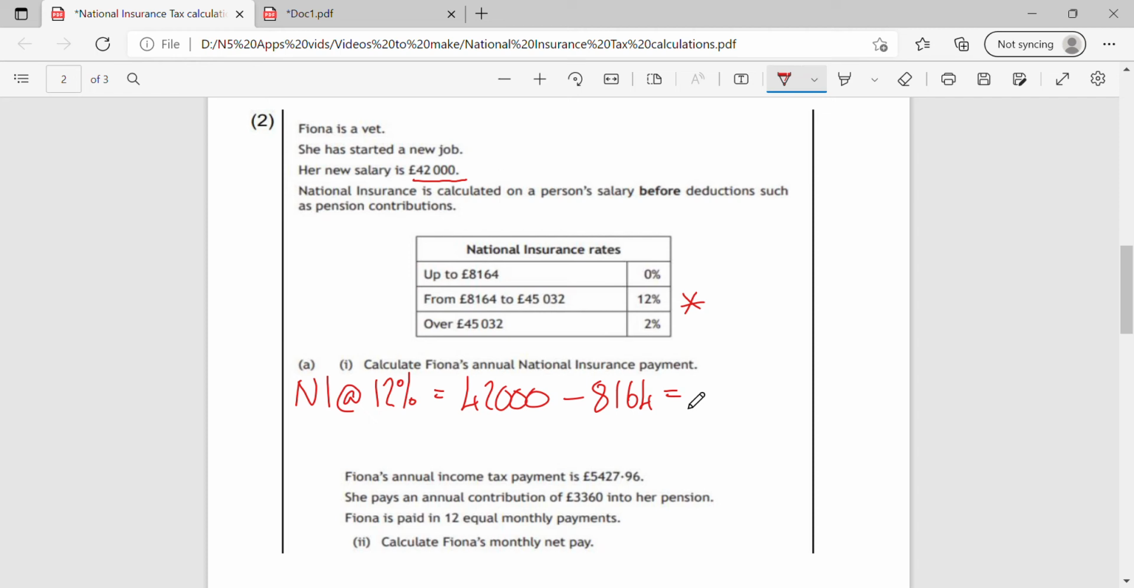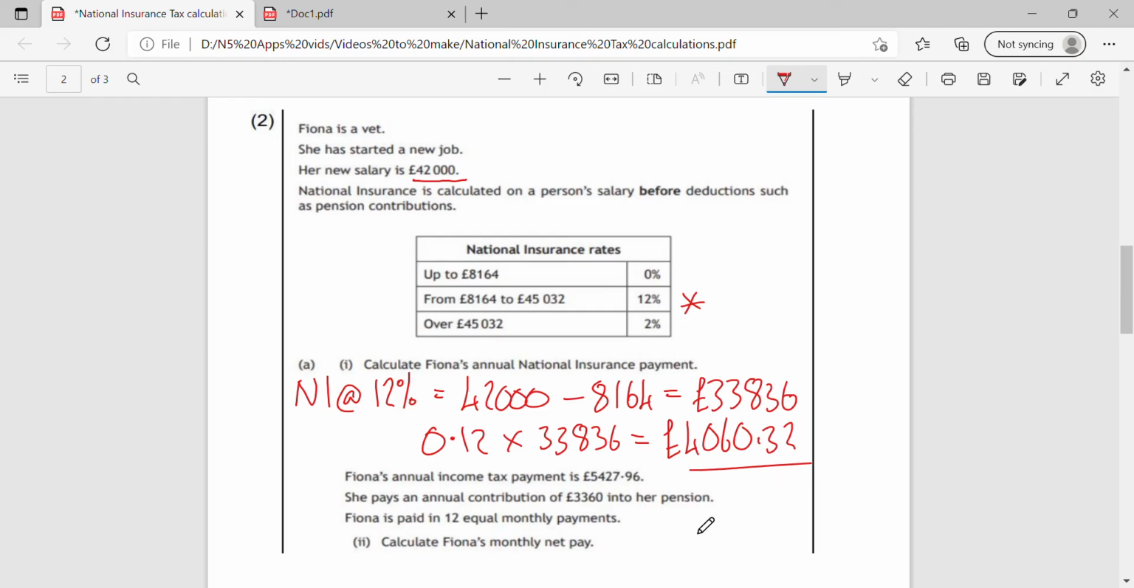So type that into the calculator, and it's £33,836. Then 12% of that is being taxed, or you're paying national insurance on 12% of that. So 0.12 times that amount, and that tells us the national insurance payment that this person is making. And it's £4,060.32. Okay, so that's what part A looks like.